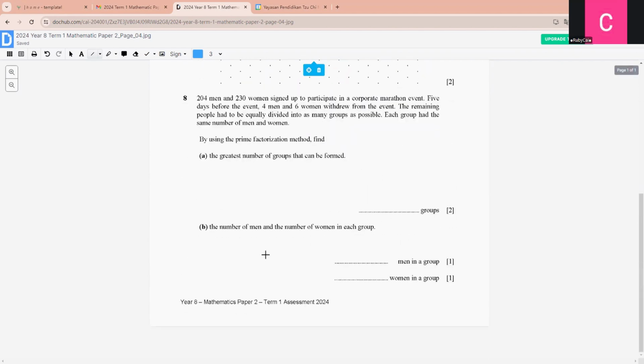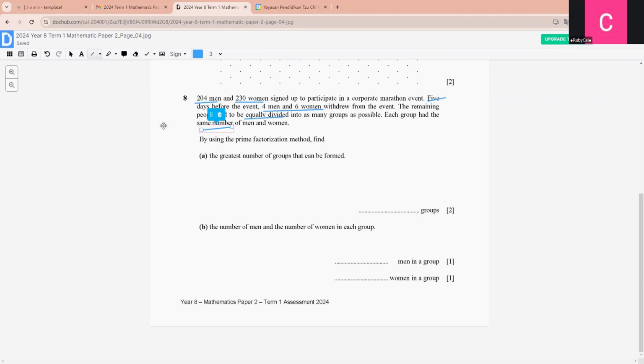So next question. 204 men and 230 women signed up to participate for a corporate marathon event. 5 days before the event, 4 men and 6 women withdrew from the event. The remaining people had to be equally divided into as many groups as possible. Each group had the same number of men and women. By using the prime factorization, find the greatest number of groups that can be formed.